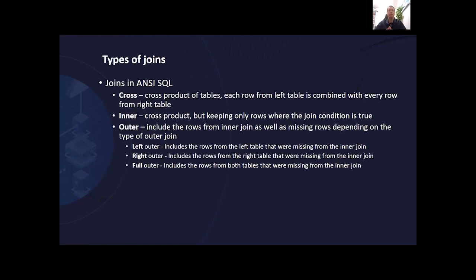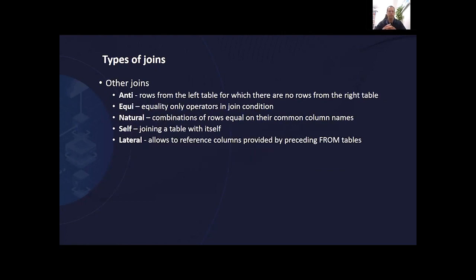Types of joins. Again, pretty quickly, the types of joins are defined by the ANSI standard, and there are three main types. Cross, which is basically a cross product of the tables. Inner, which is a cross product, but keeping only rows where the join condition is true, or when the join condition is met. And then we have outer joins, which include even the rows that were missing from the other table. We have three flavors of the outer joins: left, right, and full. I will show them in a moment.